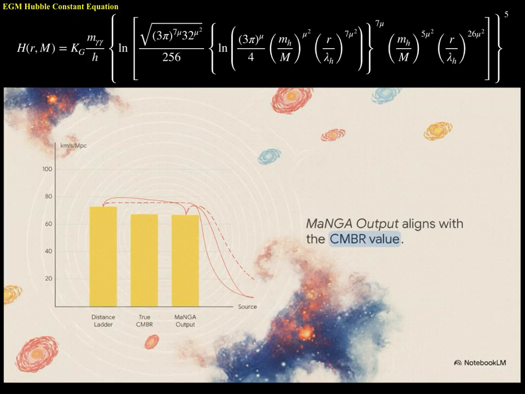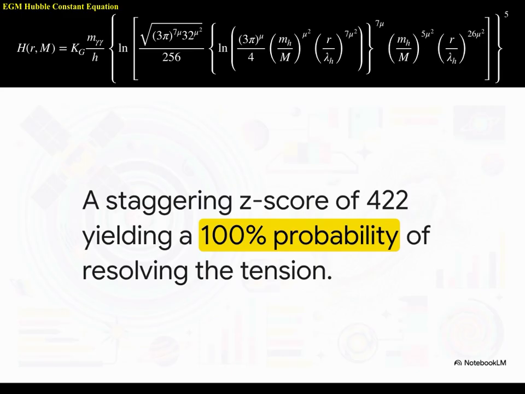Now, you might be thinking, okay, but could this just be a random statistical fluke? The data says, absolutely no way. With a vast sample size of over 10,000 galaxies, the statistical evidence here is completely overwhelming. The analysis yields a staggering z-score of over 422. To put that into perspective, a z-score of just 5 is usually the gold standard for a discovery in physics. At 422, the probability of this being a failure is mathematically indistinguishable from zero. It boasts a literal 100% probability of successfully resolving the tension.